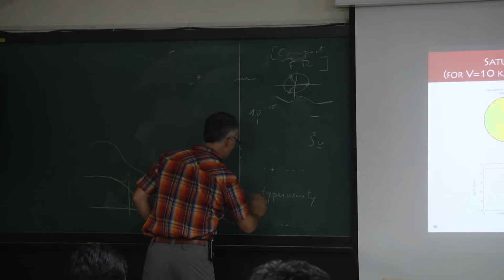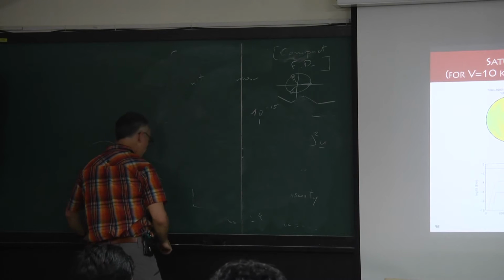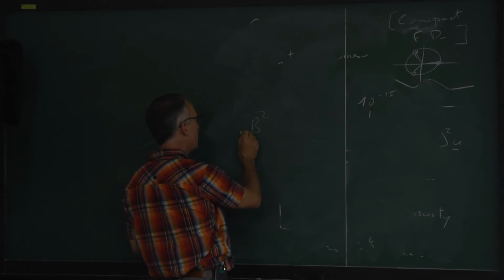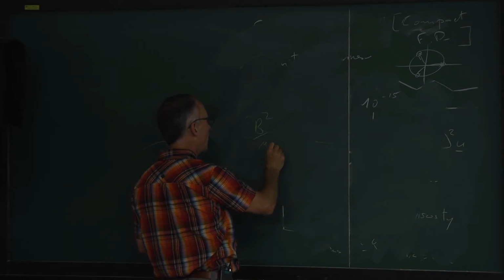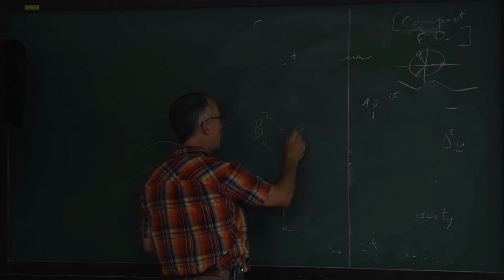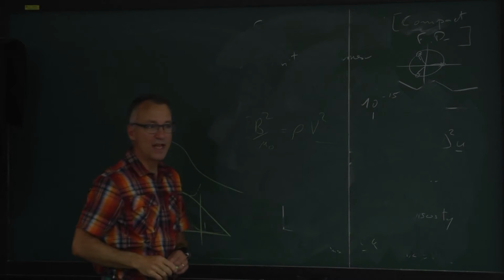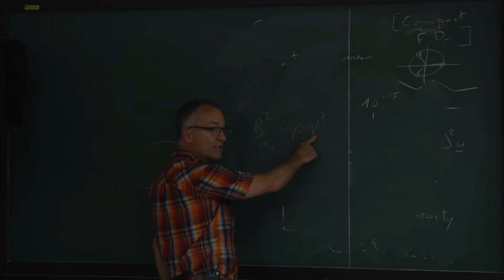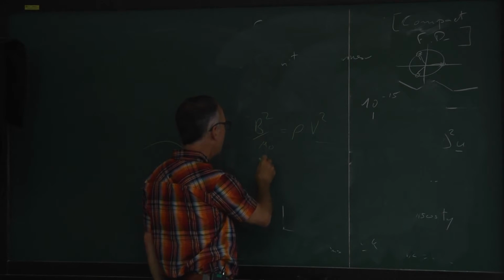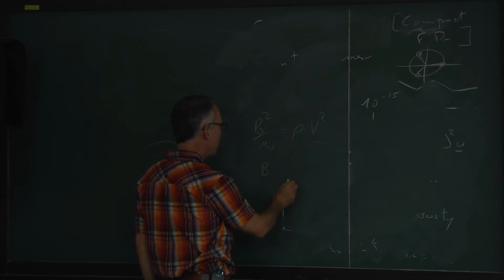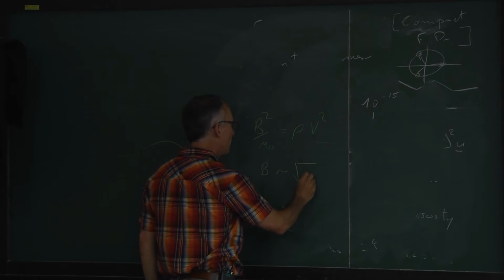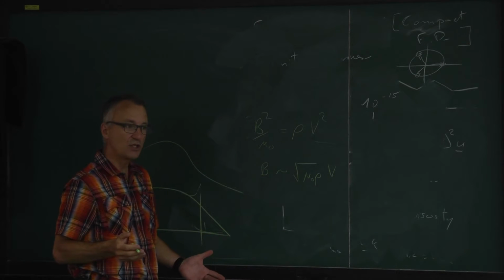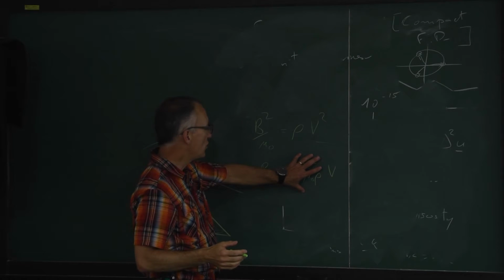So in equipartition, B squared over mu naught is equal to rho v squared. That's sort of the estimate of how strong the magnetic field can get. So if we drive the flow with some particular speed, we can estimate how big the magnetic field will be. It will be on the order of some mu naught times the density times the characteristic flow speed. So that's what the saturation value should be. We normalize things in these units.